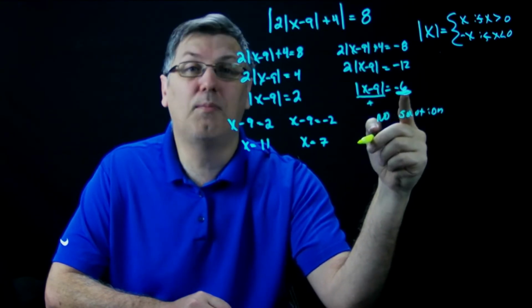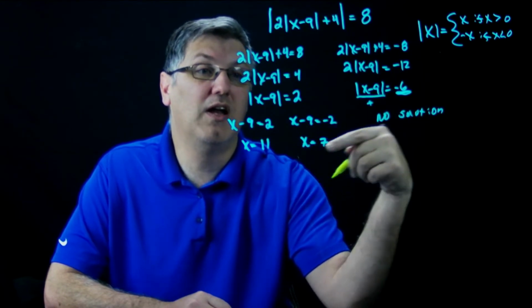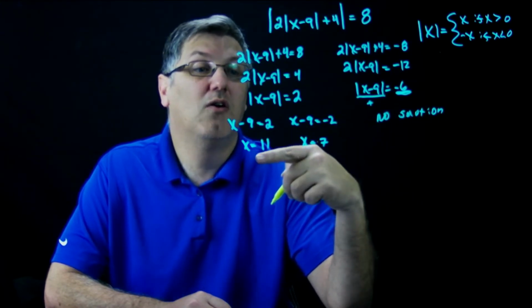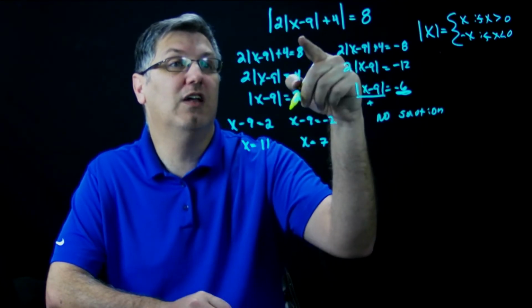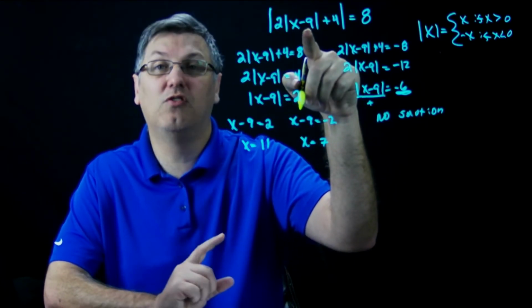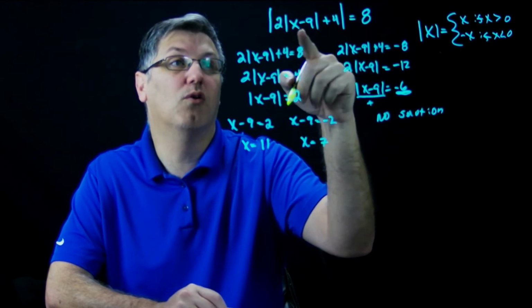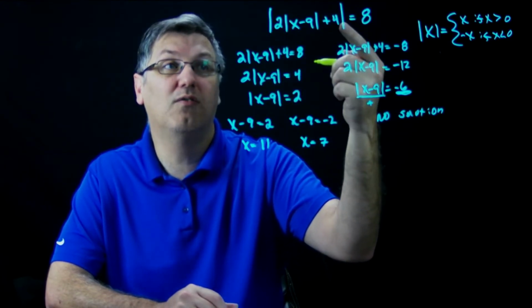Now, if this was a positive number, we would solve it the same way and we would get 4 answers. Now, we can double check, do the old school check to make sure this works by plugging this in. And we get 11 minus 9, which is 2. 2 times 2 is 4. 4 plus 4 is 8. The absolute value of 8 is 8.